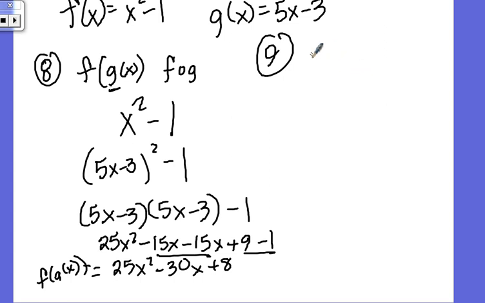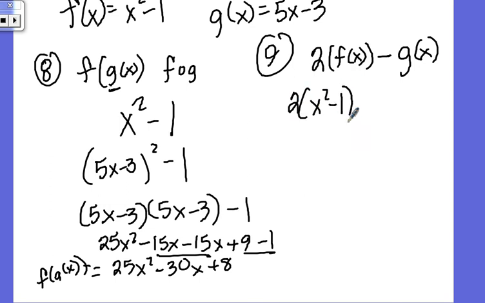Okay, and then you also had to do number 9 and 10, which were just basic algebra ones. So the first one was to multiply 2 times your f of x minus your g of x. And so remember that you use parentheses when you substitute. So we're going to do 2 times x squared minus 1 minus 5x minus 3. And you've got to be careful because you're substituting minus a quantity, so remember that's important.